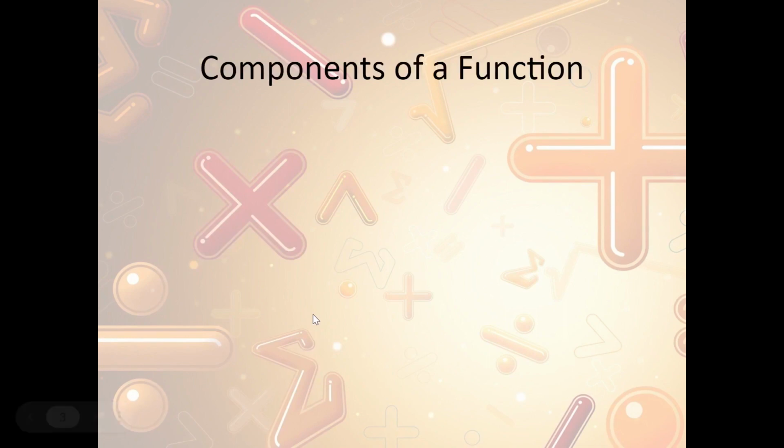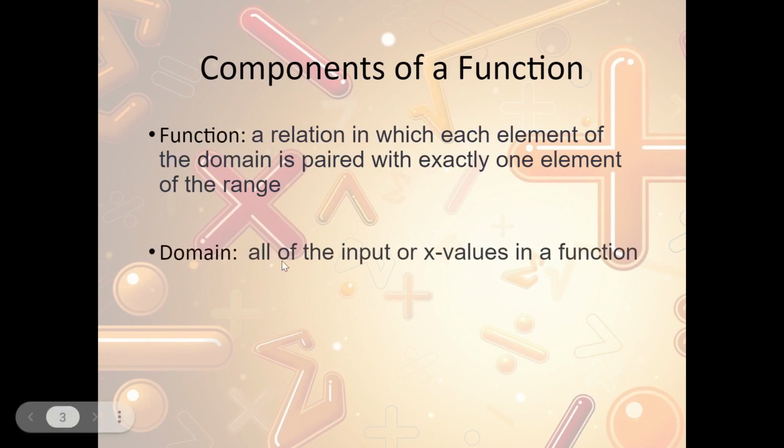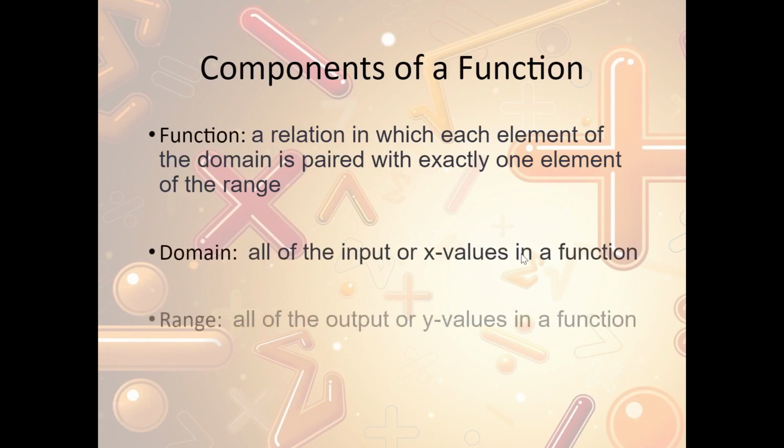Now let's talk about the components of a function. A function is a relation in which each element of the domain is paired with exactly one element of the range. The domain is all of the input or x values in a function. The range is all of the output or y values in a function. Therefore, a function means that for every x, there's exactly one y that matches it.